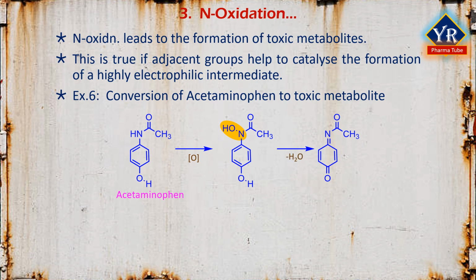Due to the presence of the para-phenol group, there is a subsequent dehydration and the formation of a highly reactive electrophile. At normal doses, the concentration of this reactive intermediate is low enough that it is readily deactivated by glutathione conjugation. However, in acetaminophen overdoses, saturation of conjugation pathways can lead to liver damage and death.